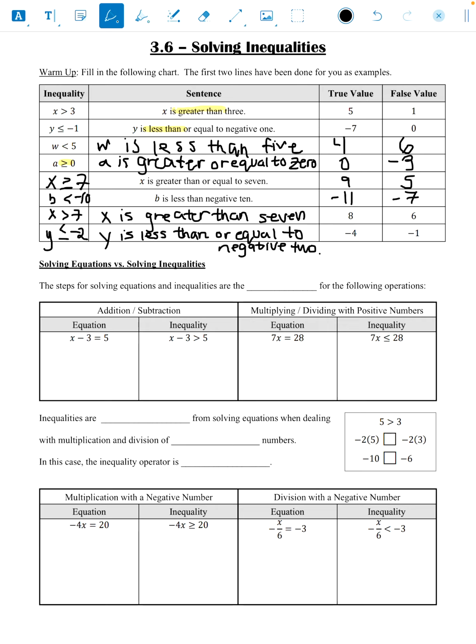If you got any of them wrong, I just want to remind you that the true value should satisfy the inequality, while the false value should not satisfy the inequality. So moving on to the next section, solving equations versus solving inequalities. The next steps for solving equations and inequalities are the same for the following operations. So I want you to try to solve these equations and inequalities below, knowing that they should be the same.